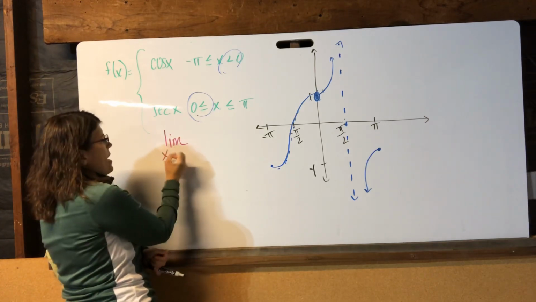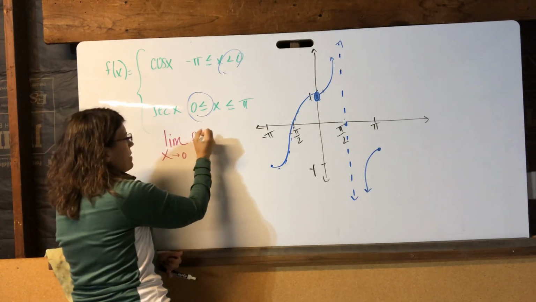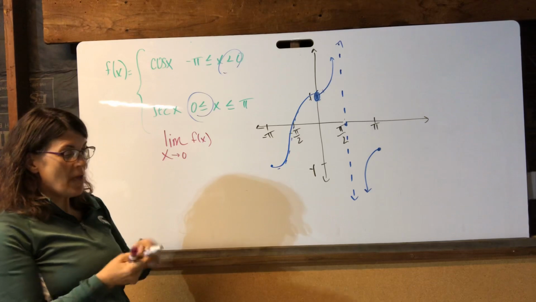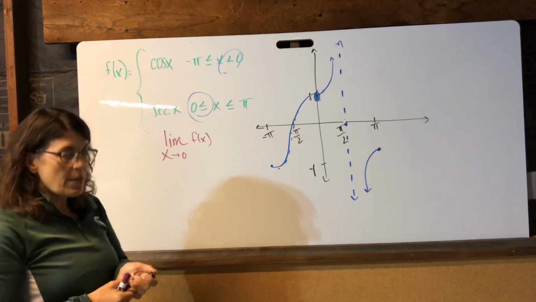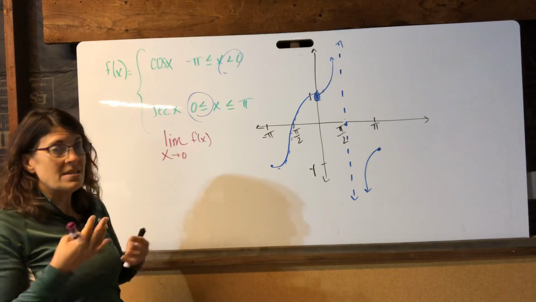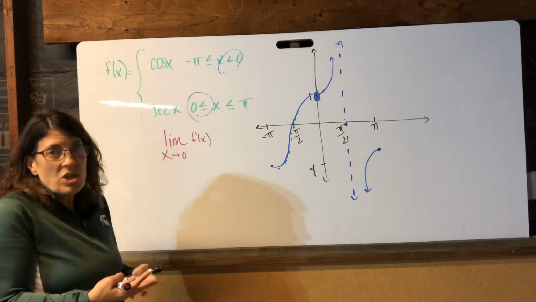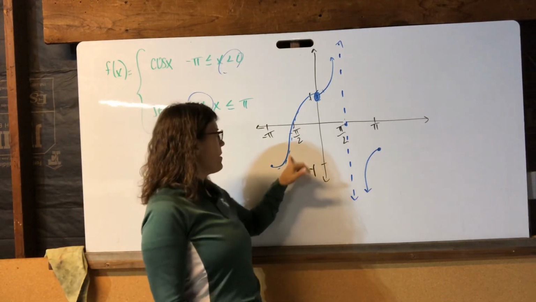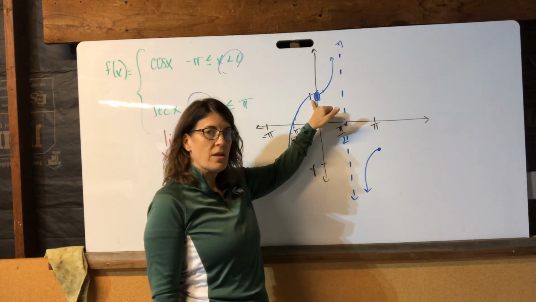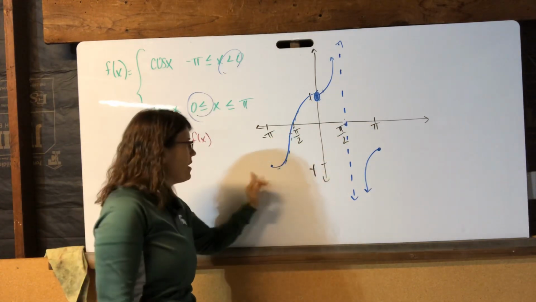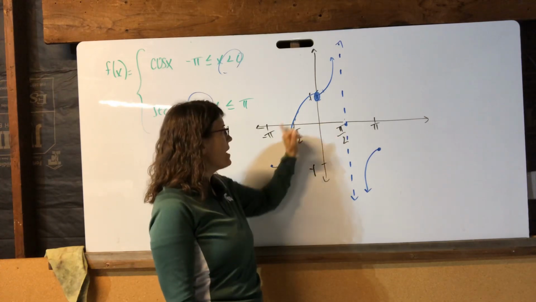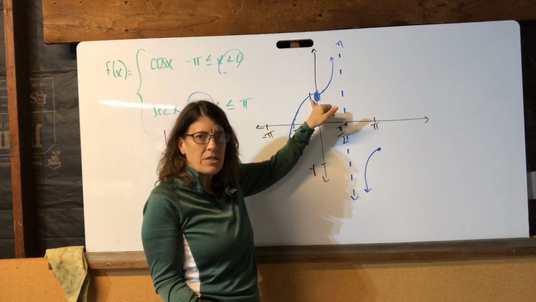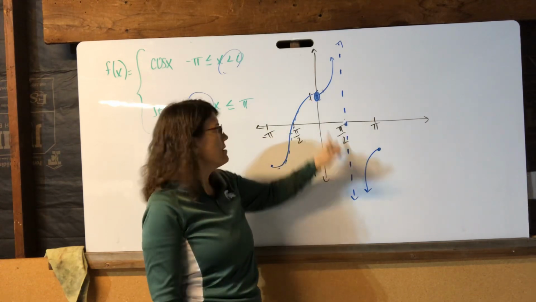So let's talk about the overall limit of this function. How about the limit as x approaches 0? That means as I approach from the left and I approach from the right, I should end up at the same point. From the left, if I approach 0, I'm on my curve, going up my cosine curve, and as x approaches 0, y approaches 1. Similar to increasing and decreasing, it's not an ordered pair, it's the y value, 1.